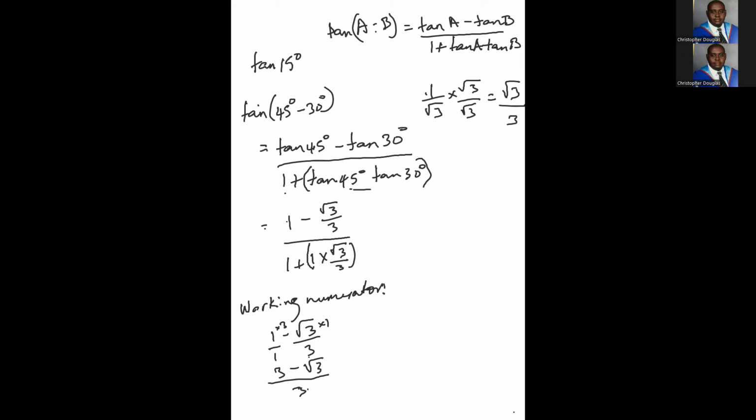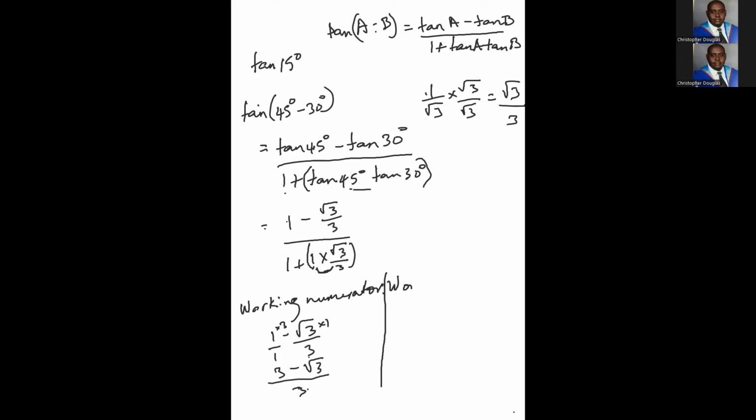Now, the denominator, we can easily multiply this. We know that if anything we multiply by 1, we're going to get the same thing. So this little part here that I have to work first, I know that this would be root 3 over 3, because 1 times anything is 1 times whatever number I'm multiplying, I'm going to get the same thing. So, what do I do then from here? I need to add 1 to it.